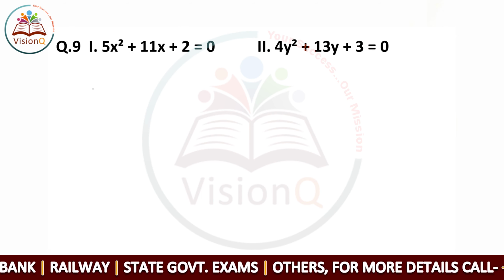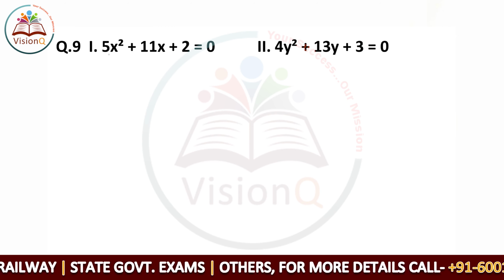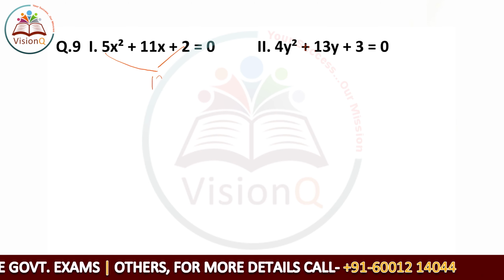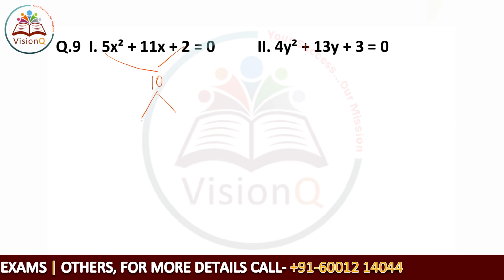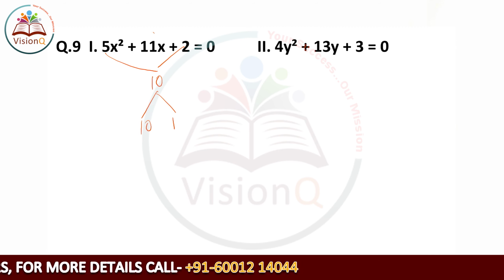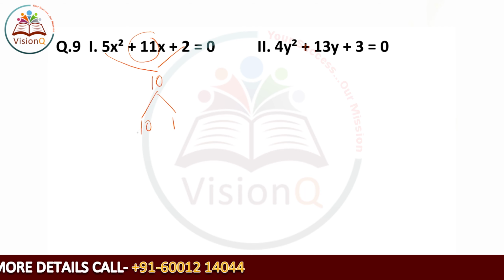Next question number 9. Same technique I have to follow here also. First I have multiplied A and C here. I have got the value as 10. I have to break it out as 10 and 1 in order to get the sum as 11, that is B, and product as 10.